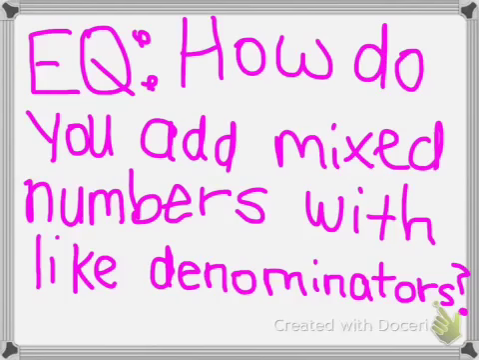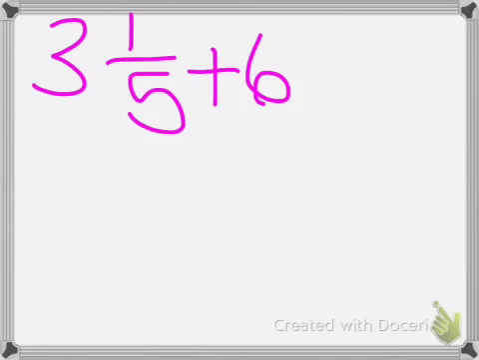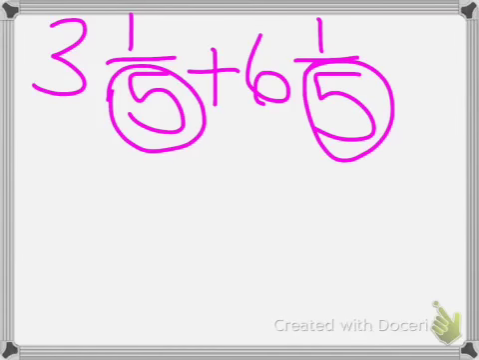and Dina Stofties. Our question is, how do you add mixed numbers with like denominators? That's our question, and in 5th grade, you will hear it being pronounced as an EQ. So that's our EQ. Our first problem is 3 1/5 plus 6 1/5.